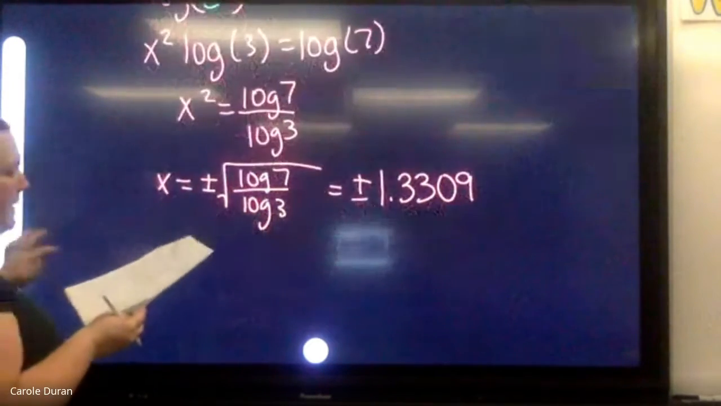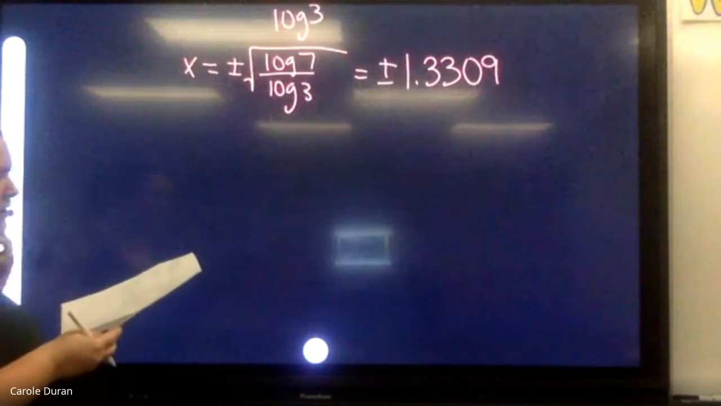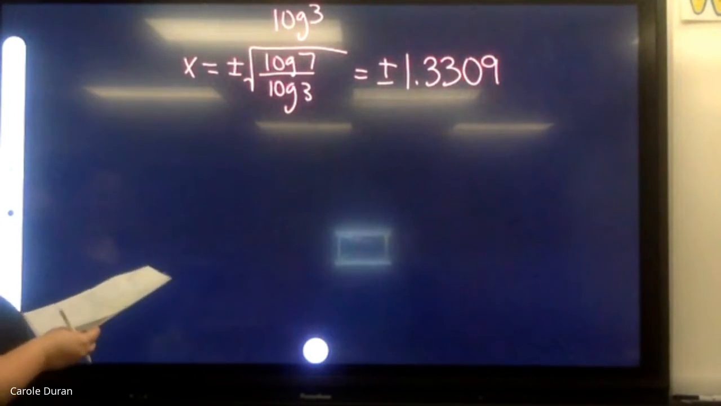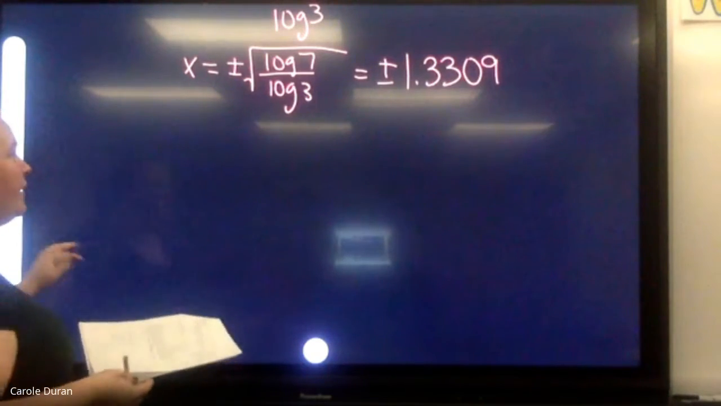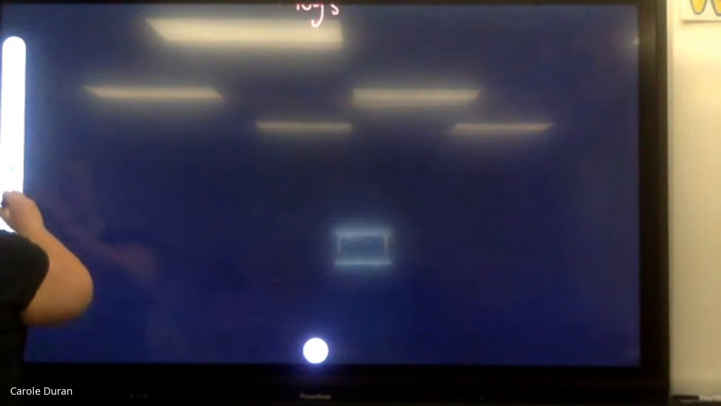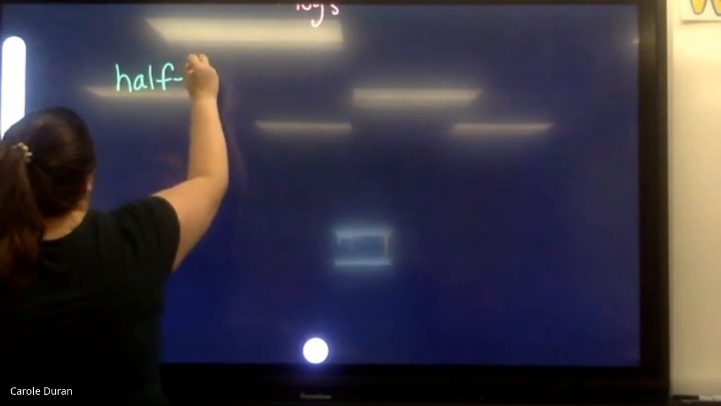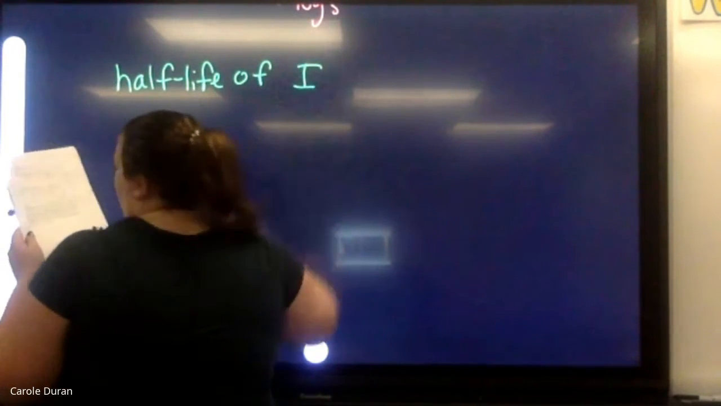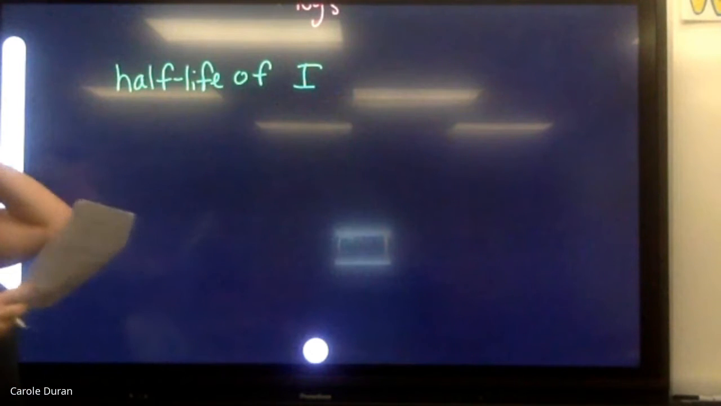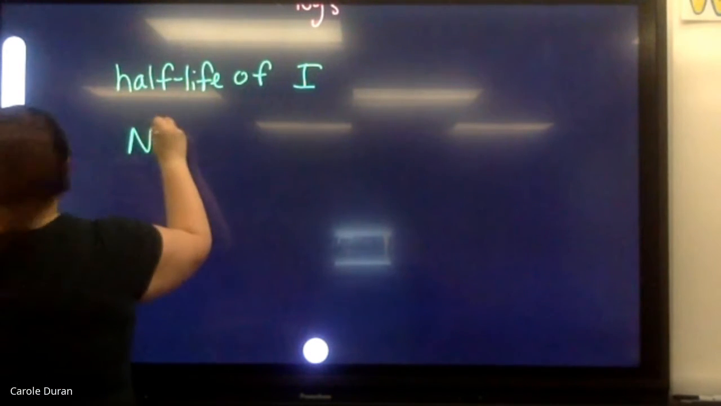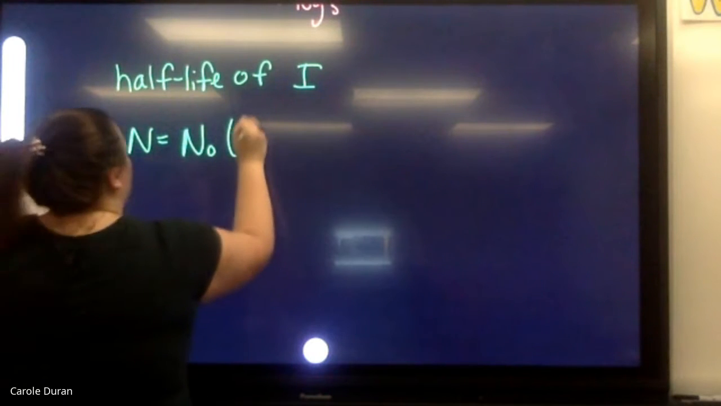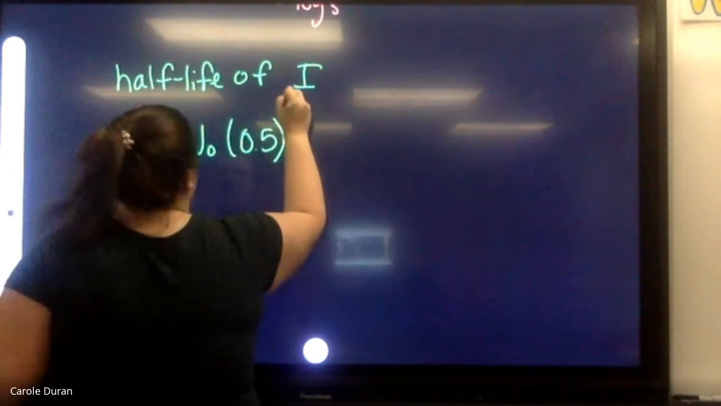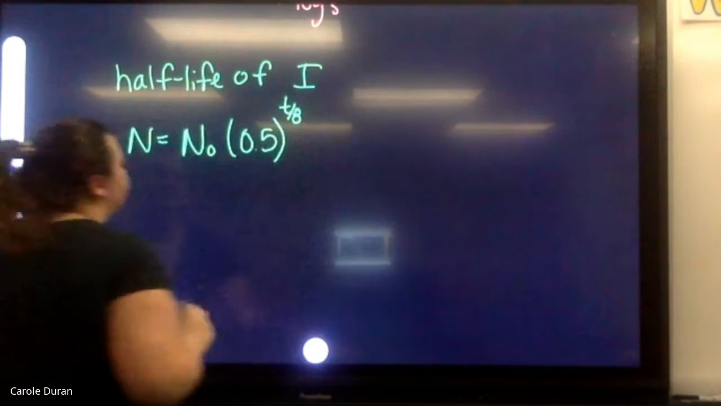Moving into 26, I'm not going to do A because all you have to do is plug in some values for t, and then you put 64 in for n naught, and you'll just graph it by plugging in, I don't know, 4 or 5 x values. So then in B, it wants to find the half-life of my iodine. So the original equation it gave me was n equals n naught of 0.5 to the t divided by 8 power.